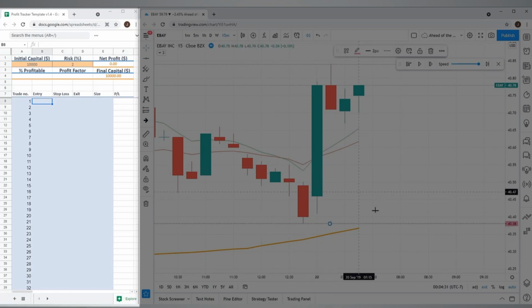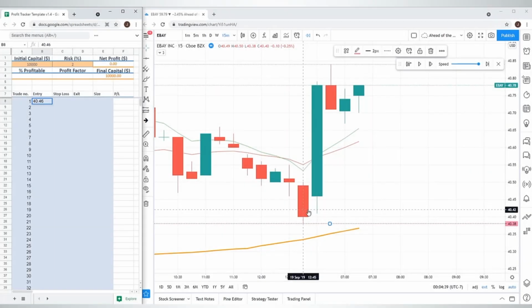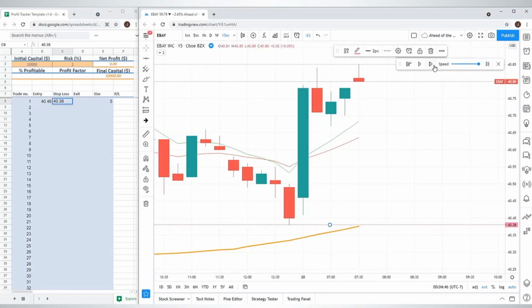As per usual, we are going to assume I am trading with a starting balance of $10,000 and risking 2% of my account balance on each trade. If you want to learn more about position sizing and the 2% risk management rule, there is a link to my video on this topic in the description.